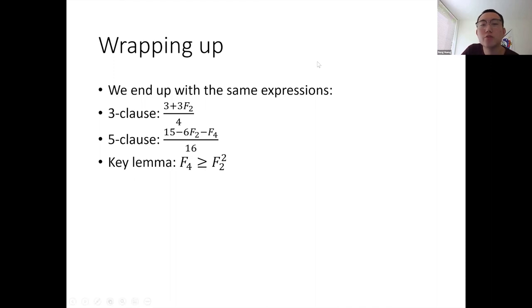Yes. By Raghavendra's result, if we have an integrality gap instance, that will imply UG-hardness.